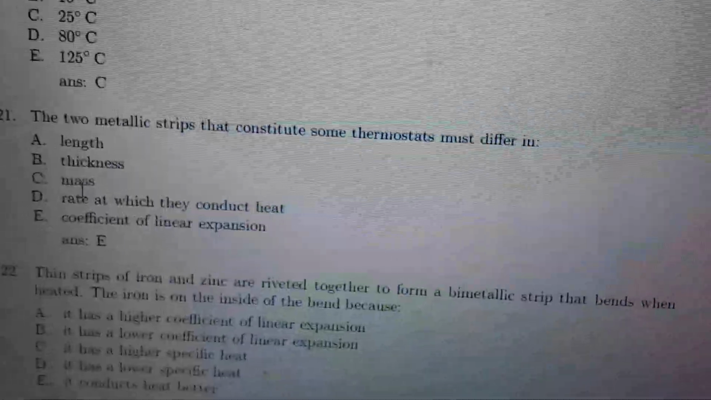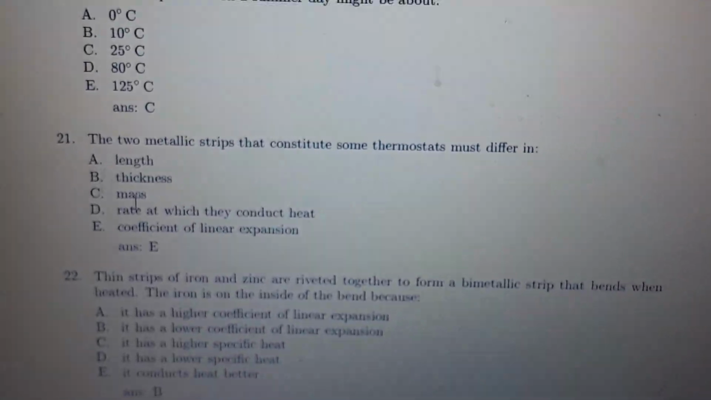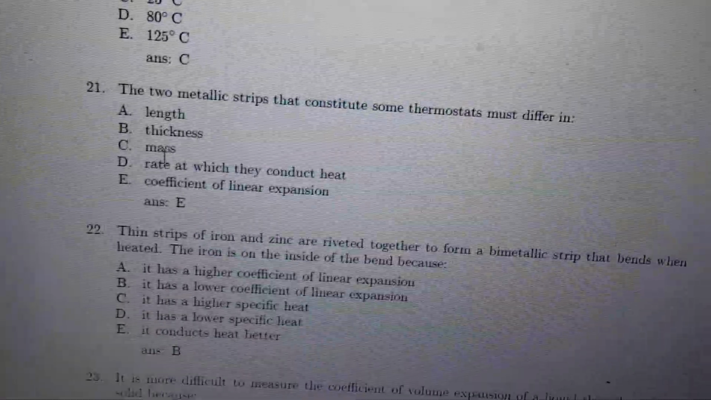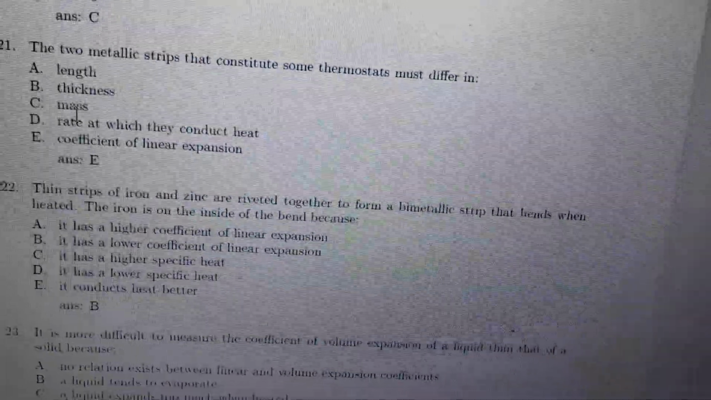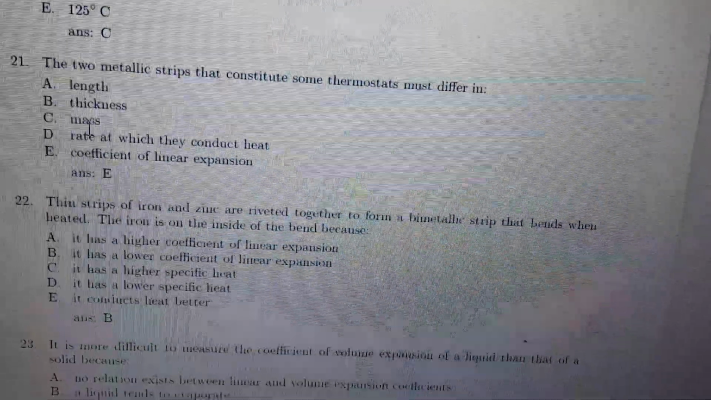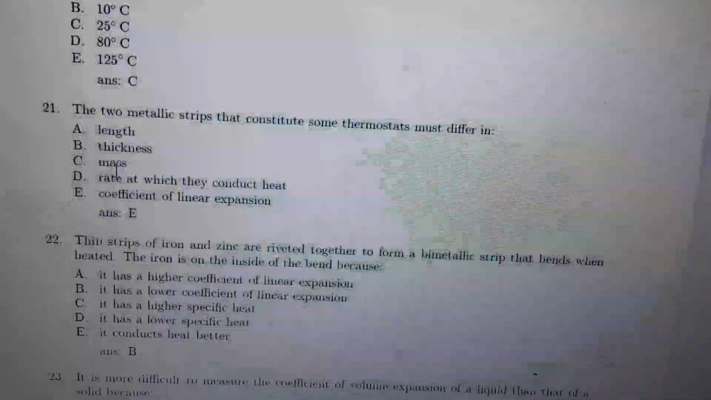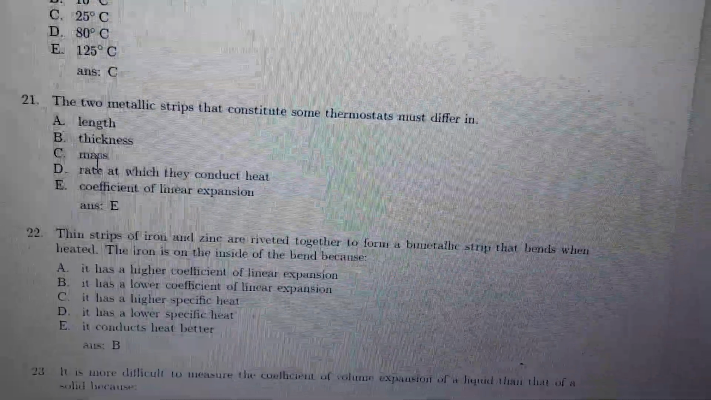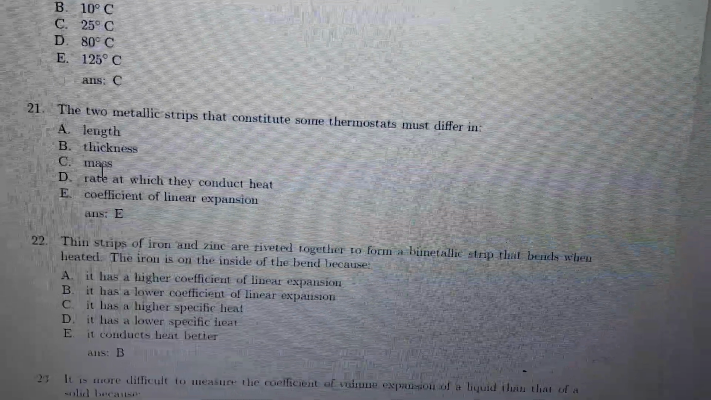The two metallic strips that constitute some thermostats must differ in coefficient of linear expansion. That's the only one I know. Thin strips of iron and zinc are riveted together to form a bimetallic strip that bends when heated. The iron is on the inside of the bend because it has a lower coefficient of linear expansion, which is B.